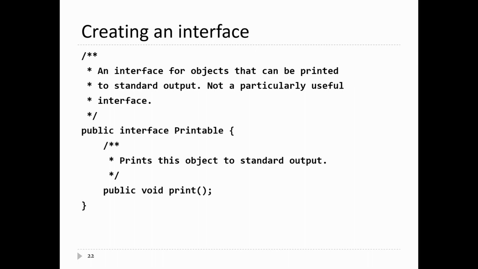Our printable interface will have one method called print. It's public and it returns nothing. It has no arguments. Notice that there's no body. So it's just the declaration of the method followed by the semicolon. No implementation.